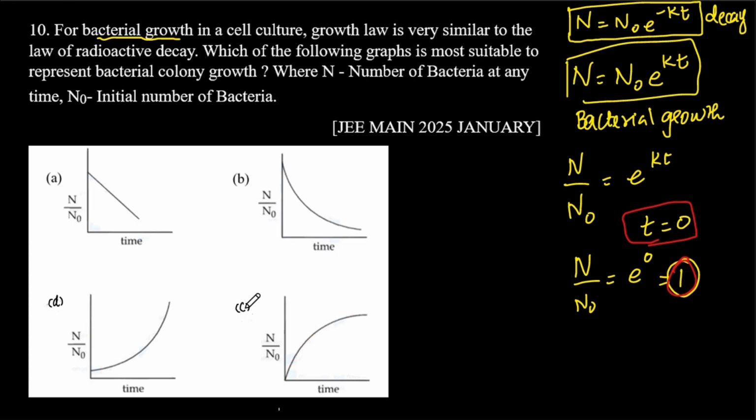So option C is also wrong, and also first it increases, then it becomes constant. So it is wrong. Now in option D only, it starts from 1, then there is a sharp increase. So option D is the correct option.